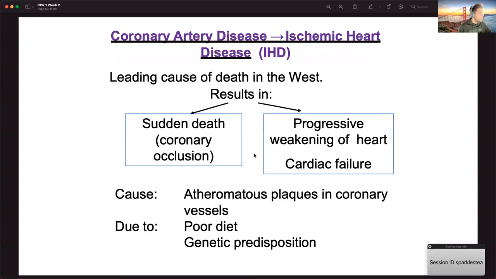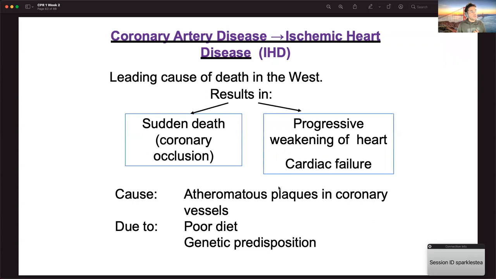Okay, coronary heart disease, ischemic diseases, you gotta know these because it's likely a cause and effect thing that they can test you on, right? If it's a progressive heart issue, then it's going to lead to cardiac failure. You can have any sort of occlusion, such as with your LAD or any of your coronary arteries that can basically shut down your entire heart. And if it's shut down, you kind of are dead. So there are causes, atheromatous plaques in the coronary vessels, poor diet, genetic predispositions.